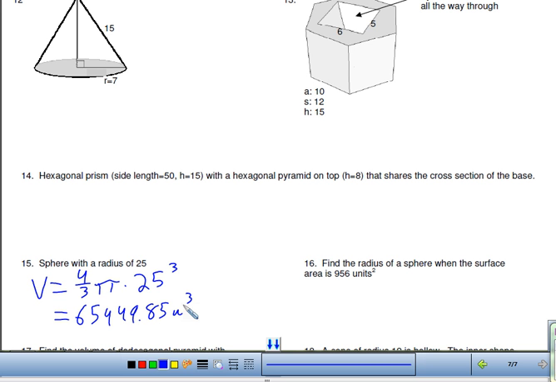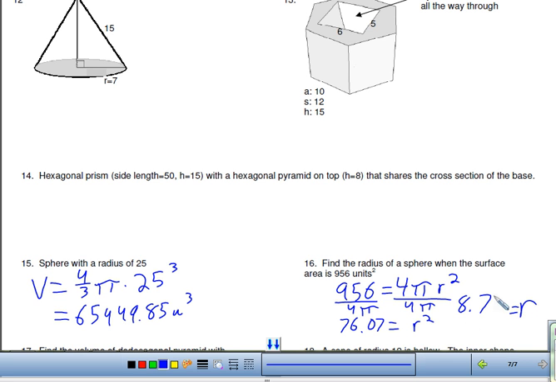For question 16, you want to find the radius of a sphere when the surface area is 956 units squared. So this is not a volume problem, but I should be able to handle it pretty easily, because all I'm doing is some algebra. I solve for r squared, which is 76.07. Take the square root of that, and I find that r is equal to 8.72.